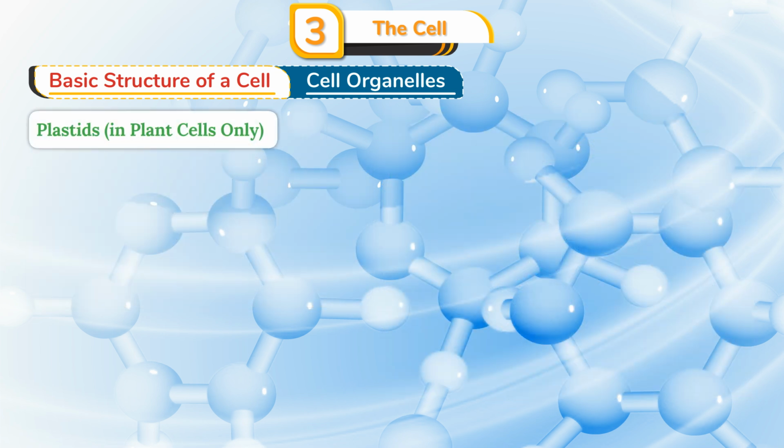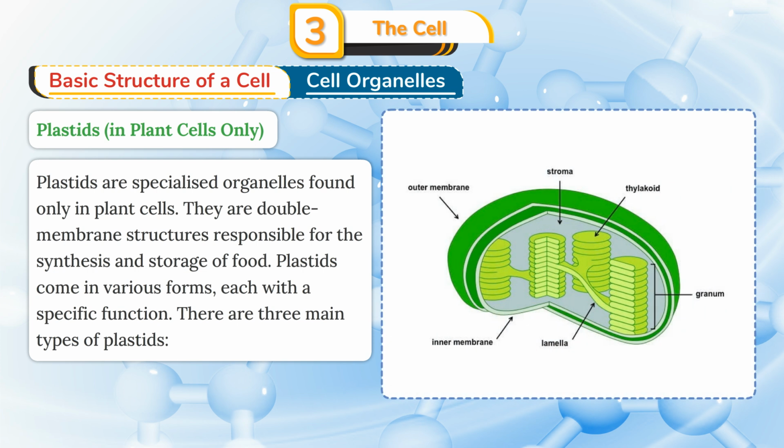Plastids, in plant cells only. Plastids are specialized organelles found only in plant cells. They are double membrane structures responsible for the synthesis and storage of food. Plastids come in various forms, each with a specific function. There are three main types of plastids.